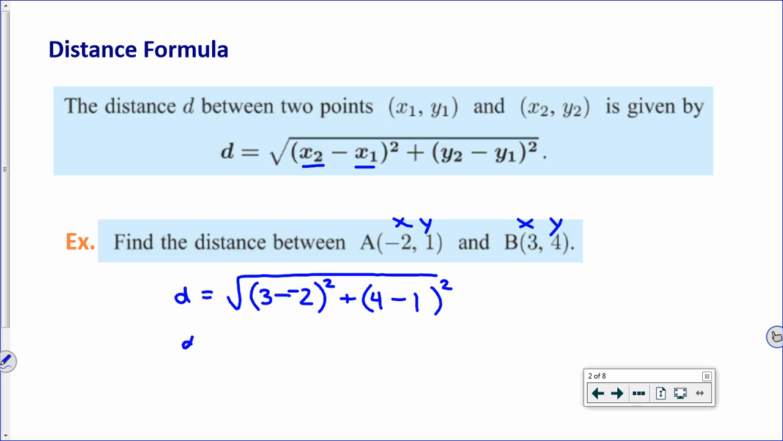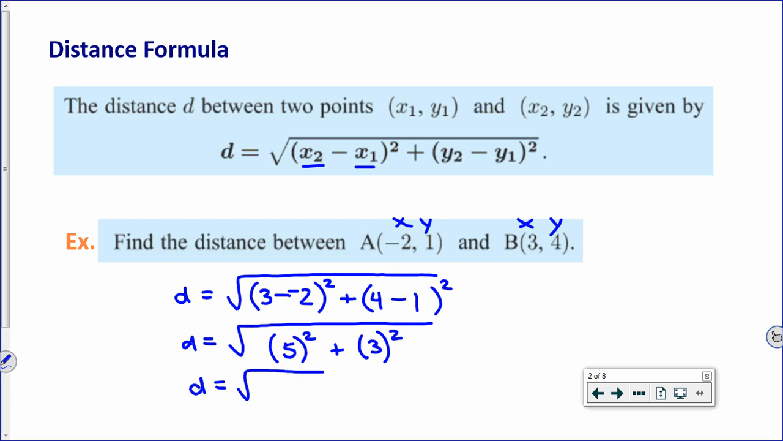Then it's a matter of simplifying what's in each of the parentheses. Going by order of operations, we want to clean up what's inside the parentheses. 3 minus -2 is 5. I'm keeping it in parentheses. 4 minus 1 is 3, keeping it in parentheses. It's especially important if it comes out negative. Then we square both, so 5 squared and 3 squared. Very important that you square them rather than get rid of the squareds, because that doesn't work.